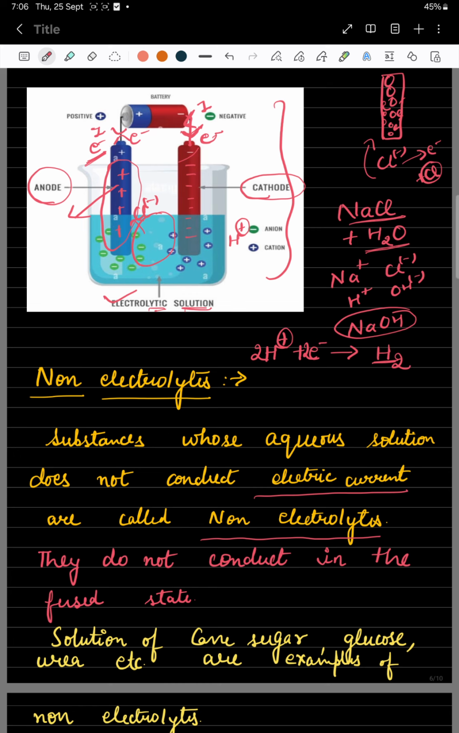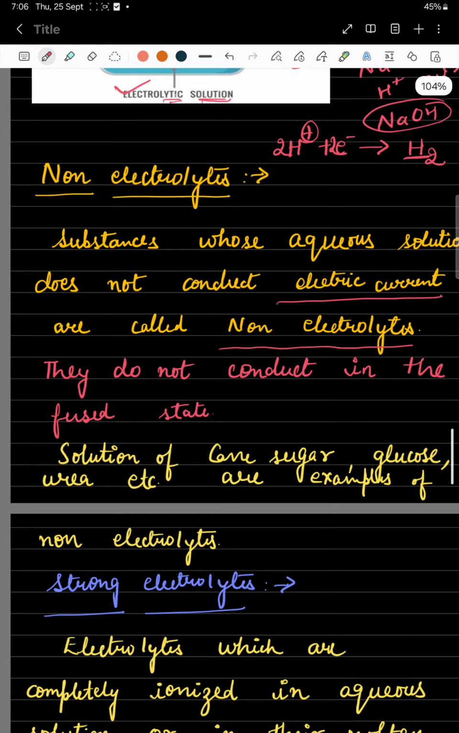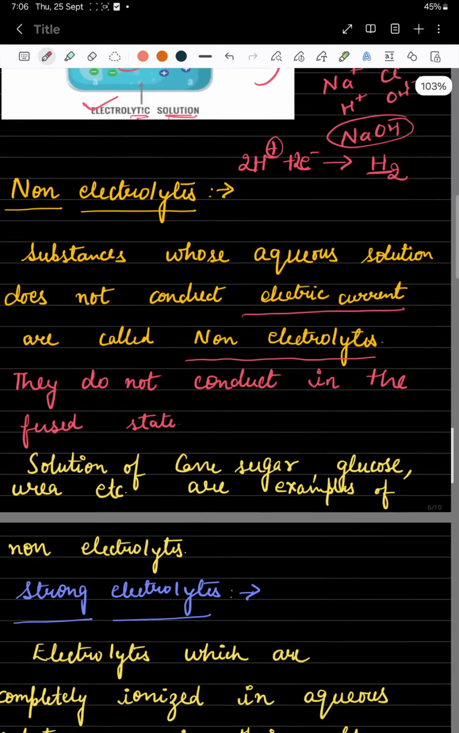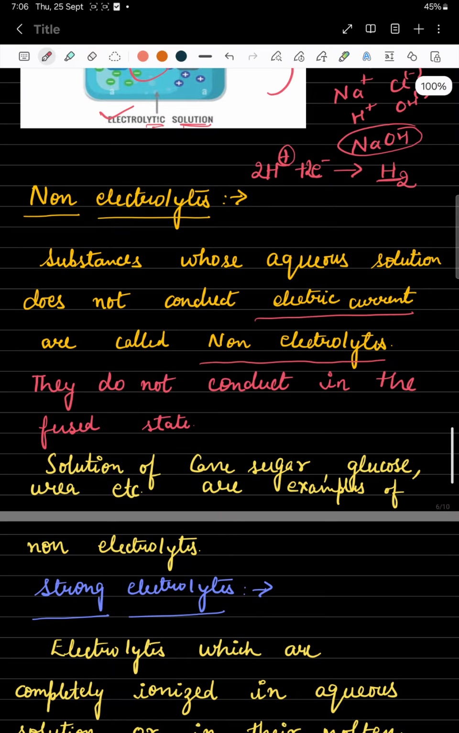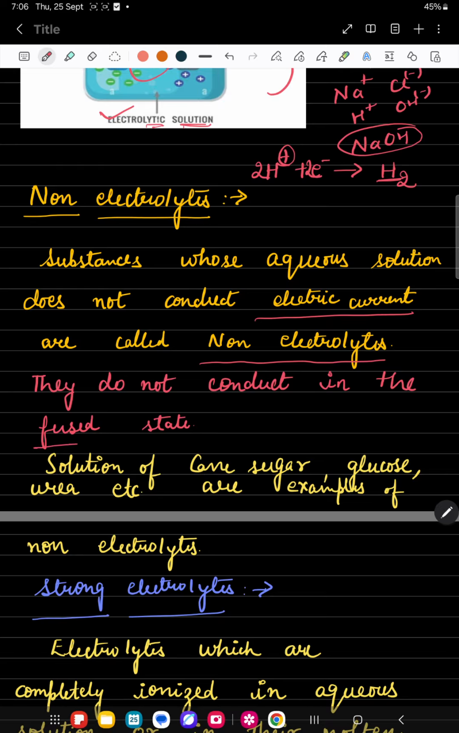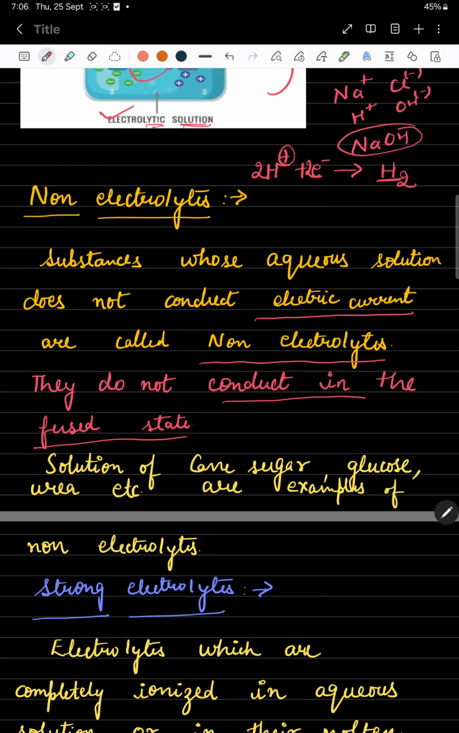Now in the non-electrolytes, we are observing they have no capability. The simple meaning is they have no free ions, no charge carriers present there, so they have no tendency to pass the electric current through them. These are the non-electrolytes. They do not conduct in the fused state as well.